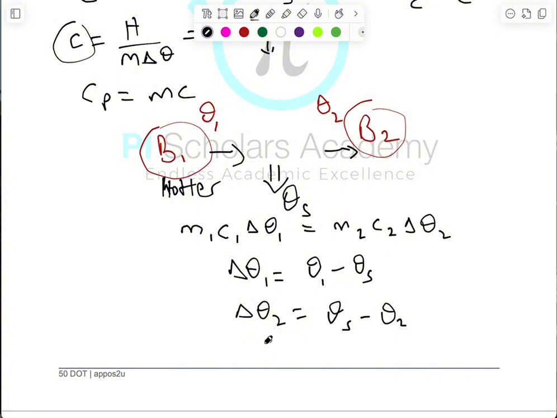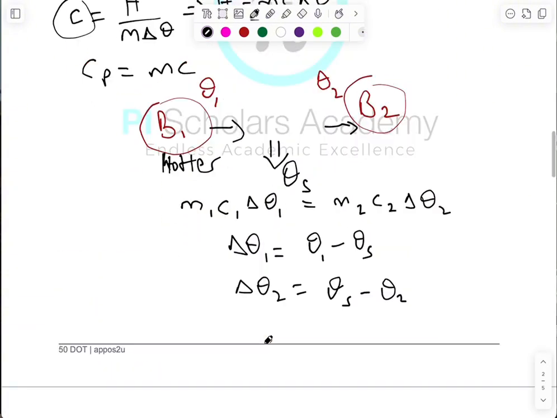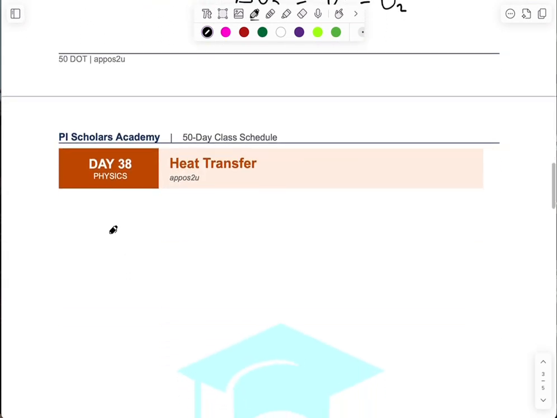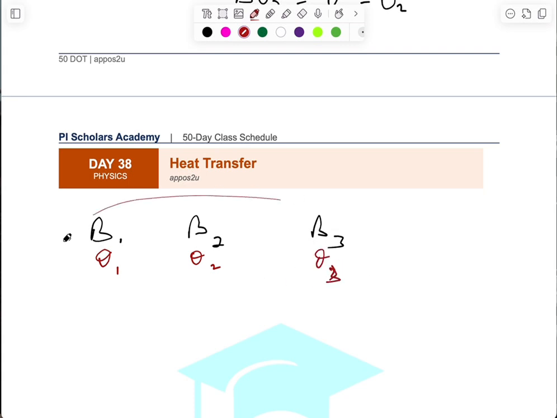But if you have more than two bodies, let's say three bodies, how can you always do this? You can just say that the summation of m_i times change in theta_i equals 0, because the summation of all the forms of heat transfer will always be equal to 0. Let's say you have body B1, body B2, and body B3, each at a temperature of theta 1, theta 2, theta 3 before the transfer happens, and all of them attain a steady temperature of theta S.